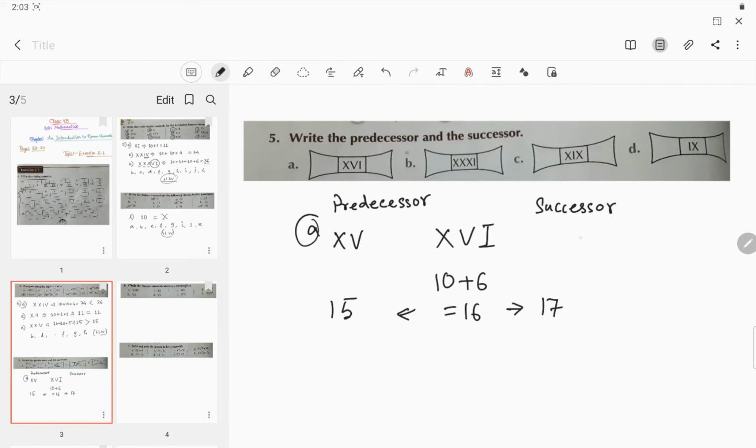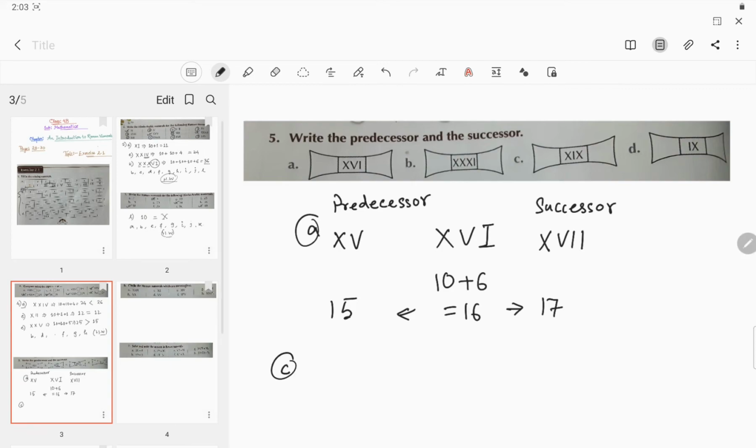17 means XVII. Right? That means 10 plus 7. 10 means X, 7 means VII.